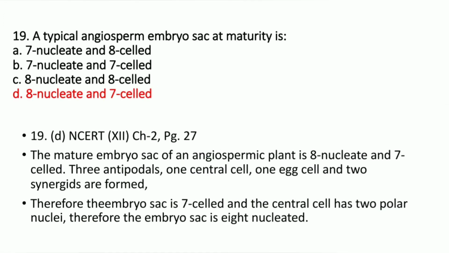19. A typical angiosperm embryo sac, at maturity, has 8 nuclei and 7 cells.